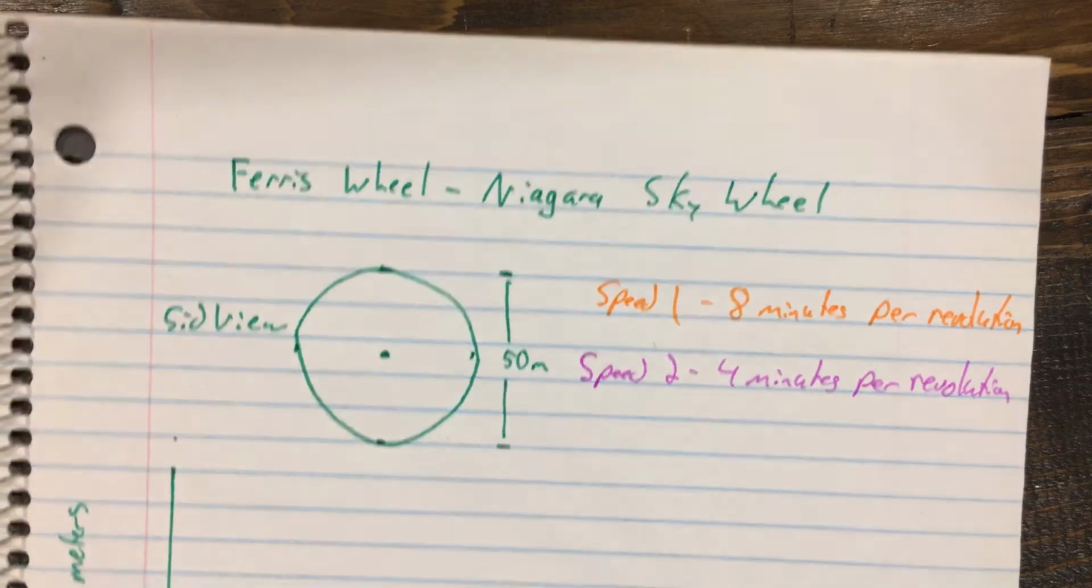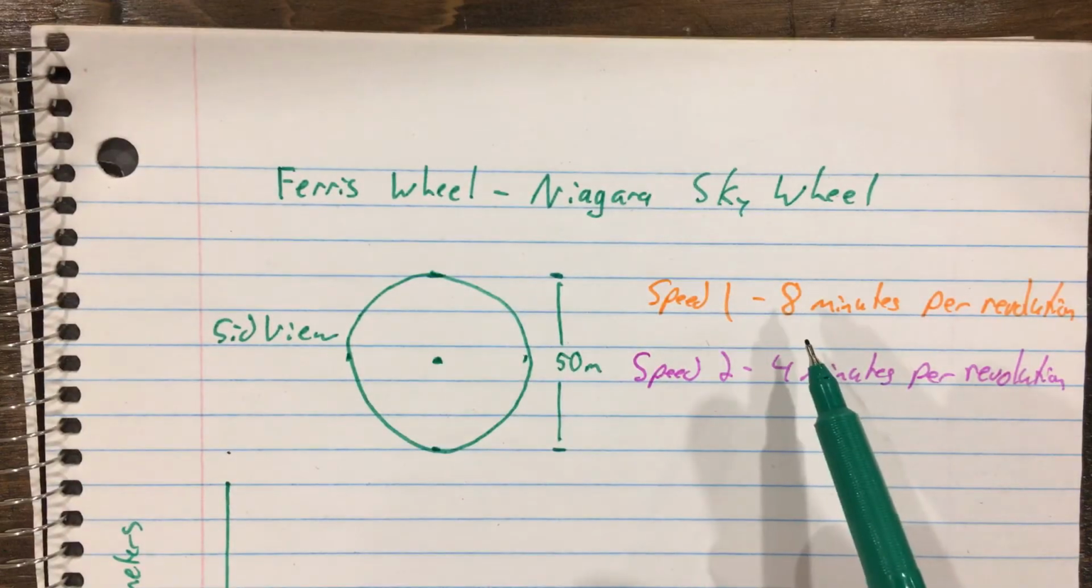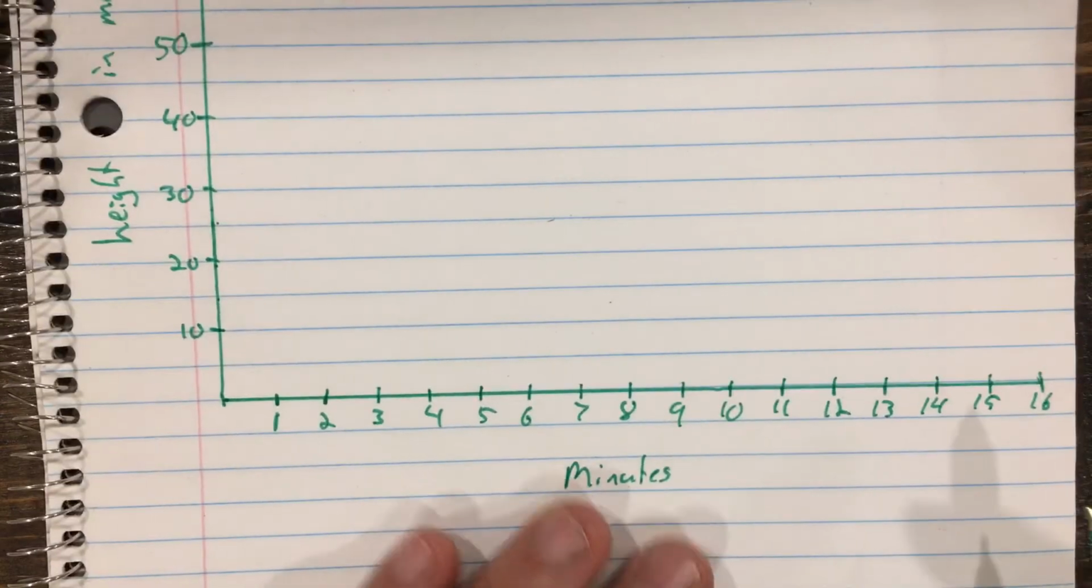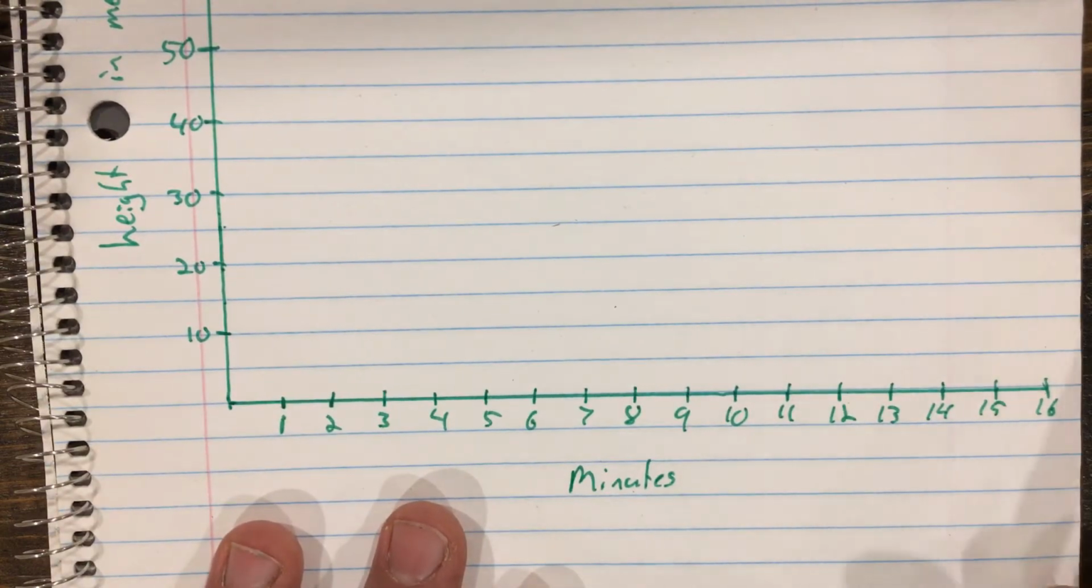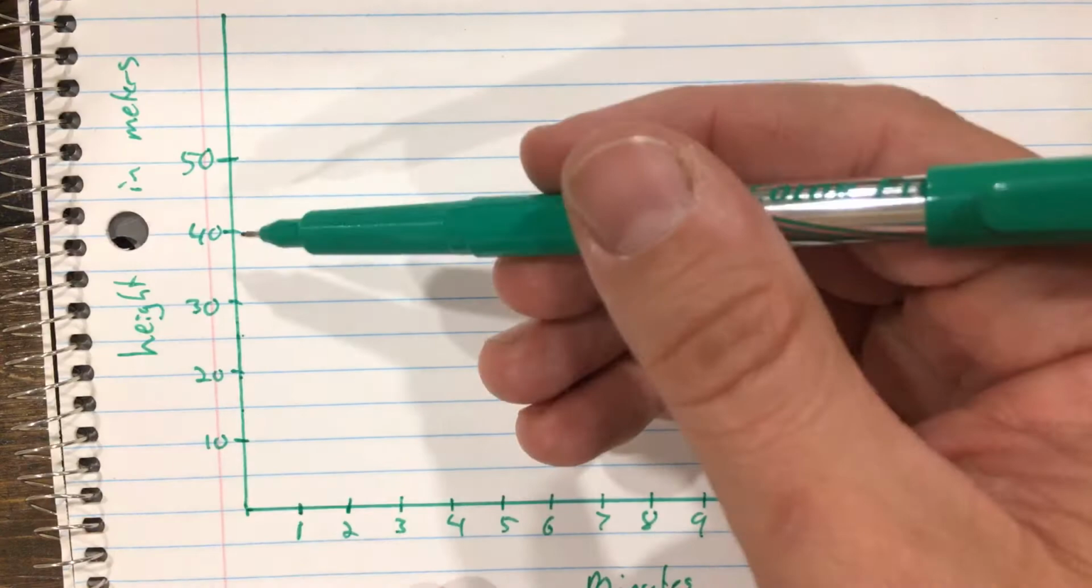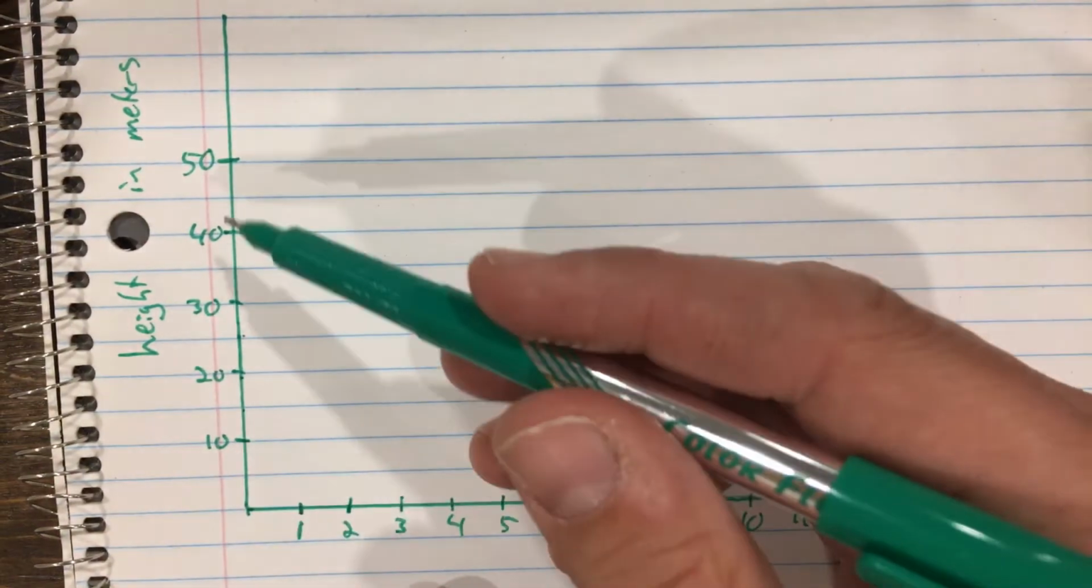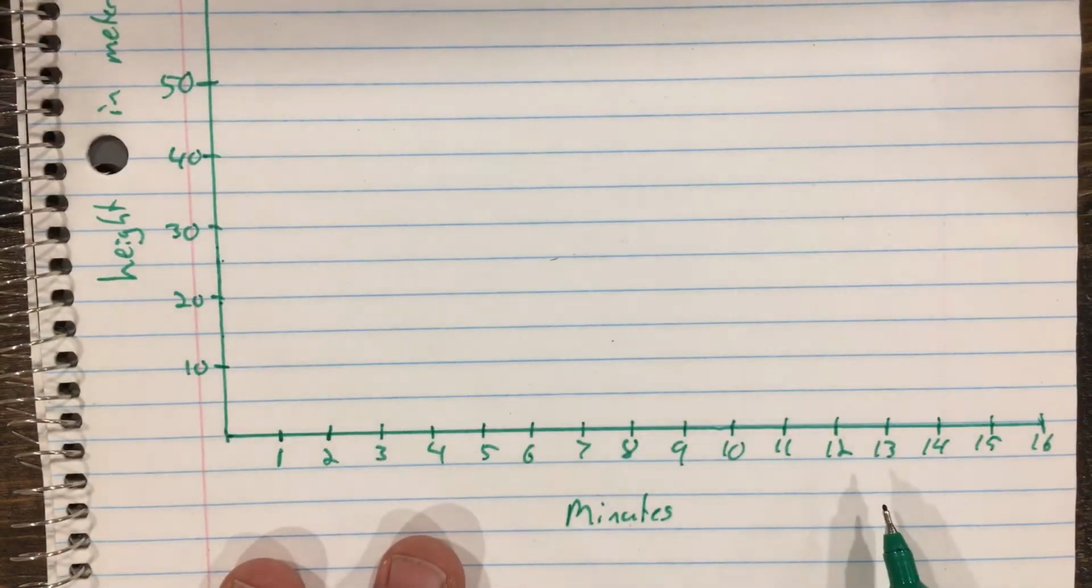Okay, so down here I have a graph made, and I want you to graph 2 revolutions. My slower speed is 8 minutes, therefore I need to go to 16 minutes to show 8 minutes twice. I have my heights on the side, they're in meters, so 0 to 50 meters, and my time on the bottom is in minutes.